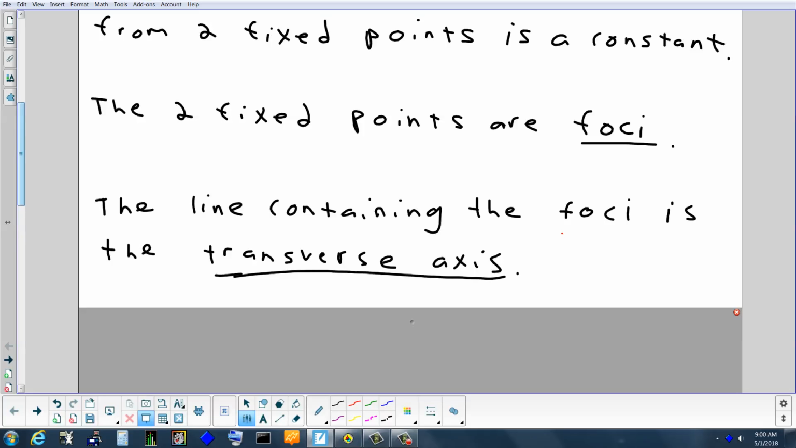The way that I remember that, because the other axis is going to have a different name as well, is that the word transverse looks kind of like traverse. If you traverse something, it means to go across it. If you're going to traverse the canyon or traverse the bridge, it means we're going to go across it. So this is the axis that goes across and connects the two separate pieces. It goes across.